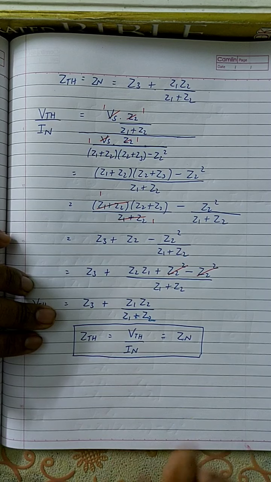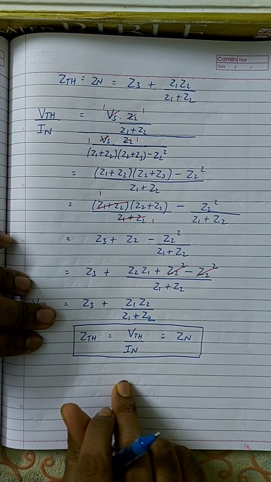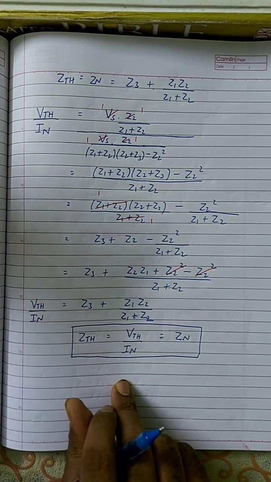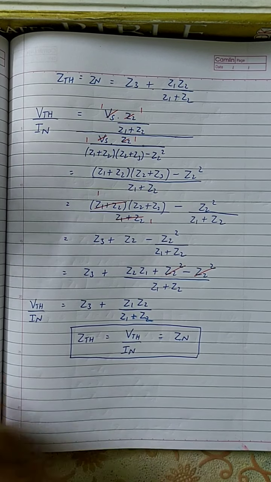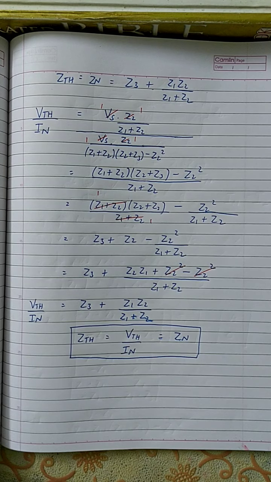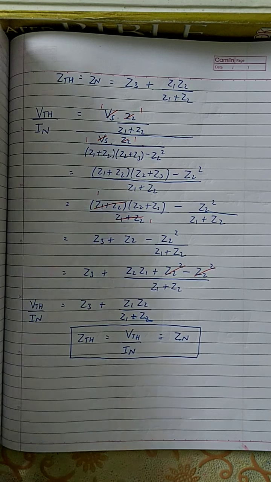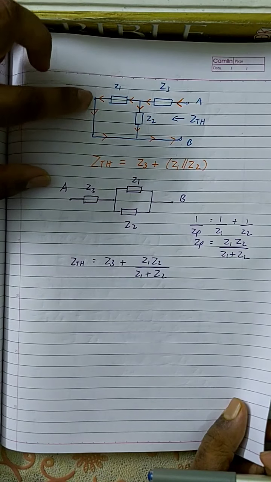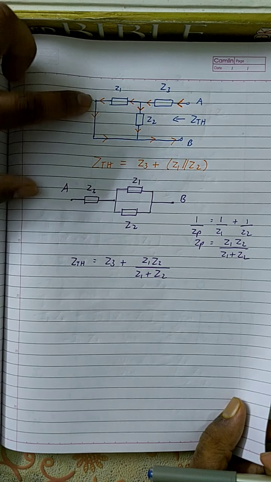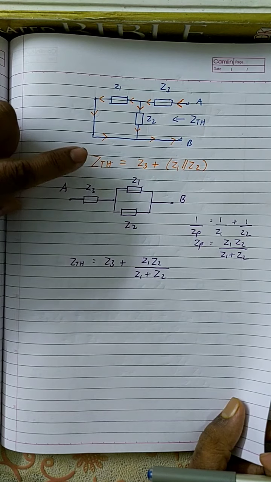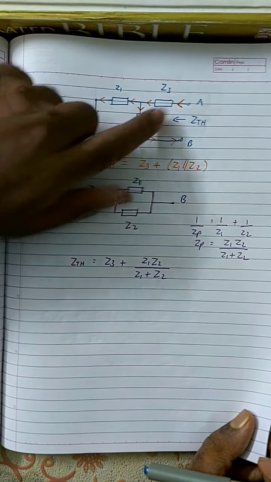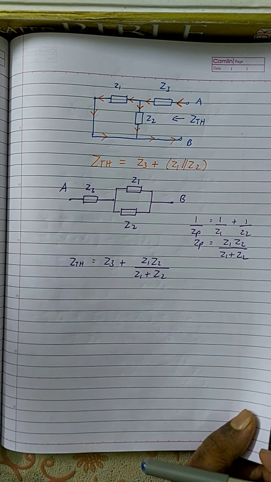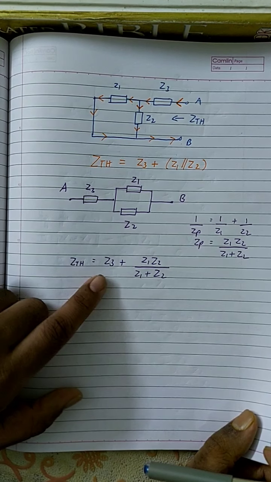But I will never recommend this method because it is time consuming, unless you are very quick about it. If you know how to write the equations very fast, still I would not recommend it. I will always recommend finding the Thevenin's impedance using this method: you simply remove the load, replace every voltage source with a short circuit, and replace every current source with an open circuit. Then you find the impedance between the two terminals. This is the easiest way of finding the Thevenin's impedance or Norton's impedance.